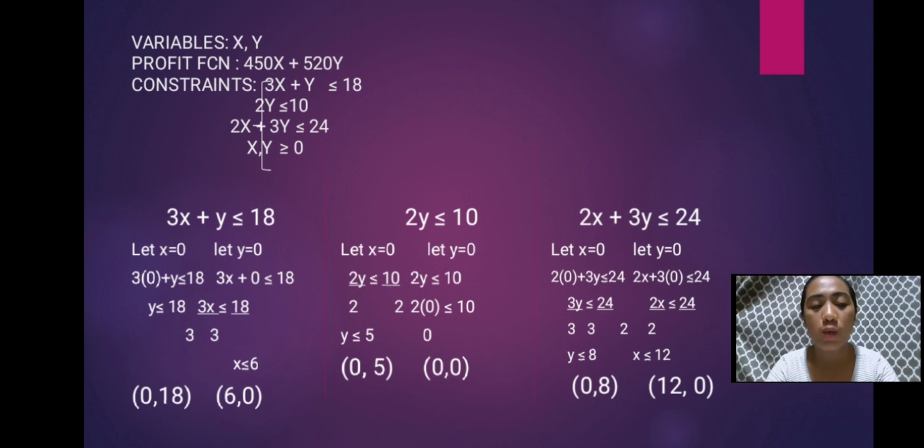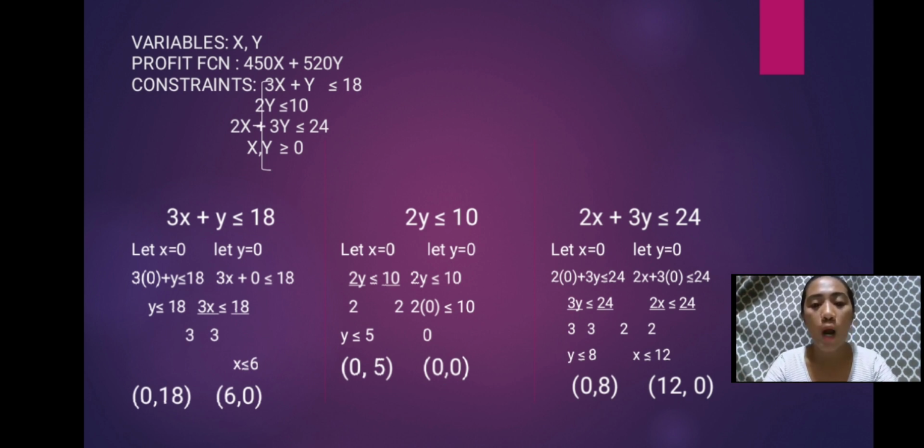Then let Y equal 0. 3X plus 0 greater than or equal to 18. The remaining is 3X greater than or equal to 18. To remove 3, we need to divide both sides by 3. So 3X over 3 greater than or equal to 18 over 3. So the answer is X greater than or equal to 6. So for 3X plus Y greater than or equal to 18, we have the points (0, 18) and (6, 0).